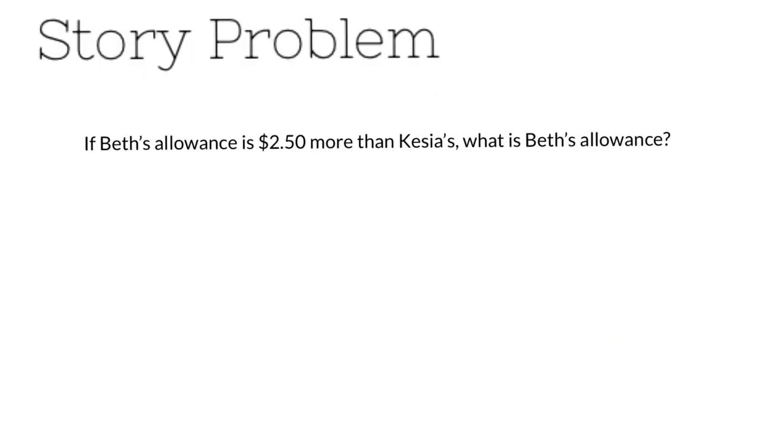So today we're going to introduce those story problems. The first one is, if Beth's allowance is $2.50 more than Keisha's, what is Beth's allowance? So we're going to use B for Beth and K for Keisha. If Beth's allowance is $2.50 more than Keisha's, we're going to take Keisha's allowance, K. We don't know how much that really is. We just know that Keisha's allowance stands for the letter K. And Beth's is 2.50 more.